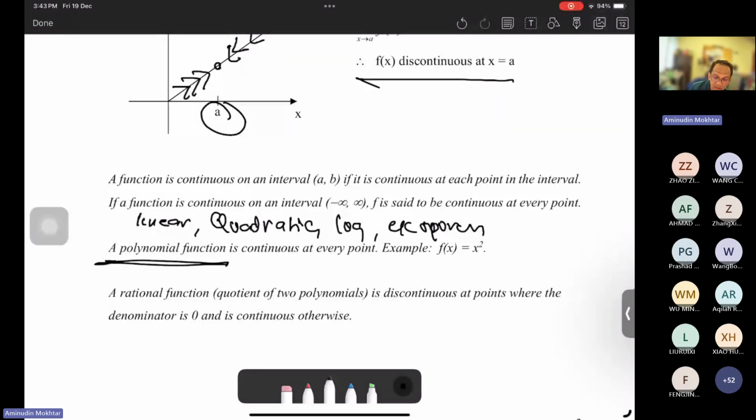A rational function. In other words, a rational function refers to having two functions, the numerator divided by the denominator. That's why we have the rational function. The rational function is discontinuous at points where the denominator is 0 and is continuous otherwise. The value of the denominator of a rational function is very important.